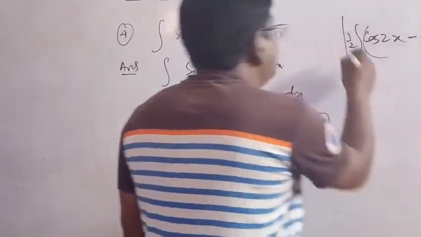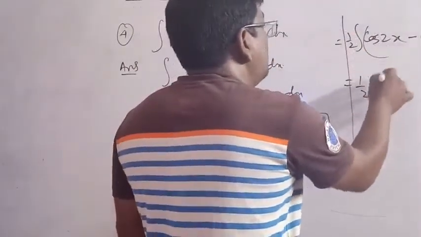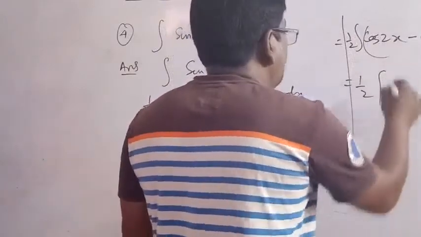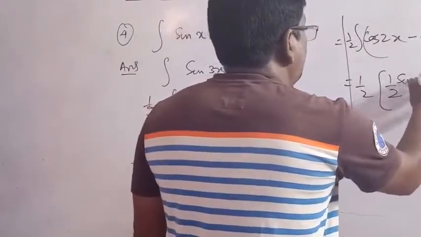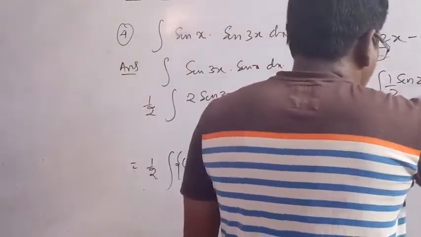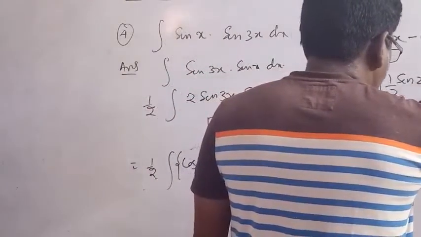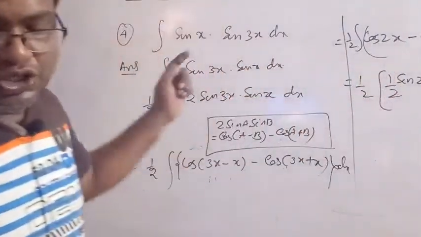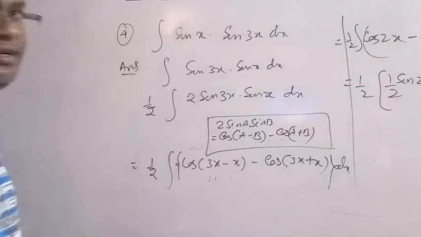So this is equal to 1 by 2. What is integration of cos 2x? Integration of cos 2x means 1 by 2 sin 2x, and what is integration of cos 4x? 1 by 4 sin 4x plus c. This is answer of the question number 4. Now another question.